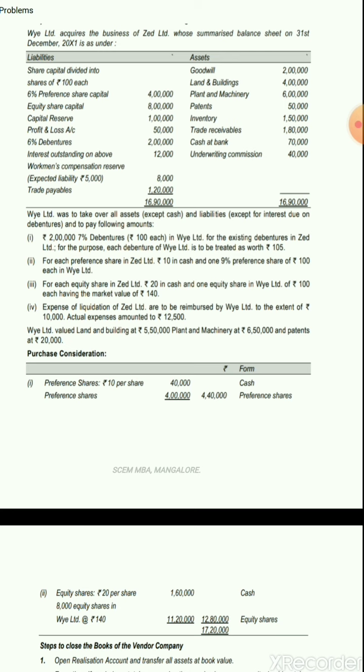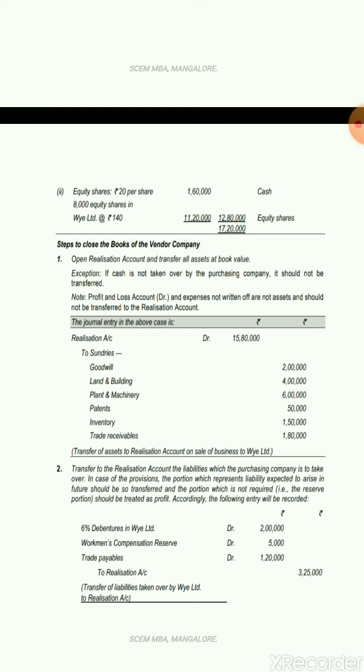and these assets should be transferred to realization account at their book value. So that is what we have done in our first entry. Realization account debit, goodwill 2 lakh, land and building 4 lakh, plant and machinery 6 lakh, patents 50,000 and trade receivables 1,80,000. So this is what we have done. We have transferred all the assets taken over at their book values to the realization account. So this is the first entry, which is very important.